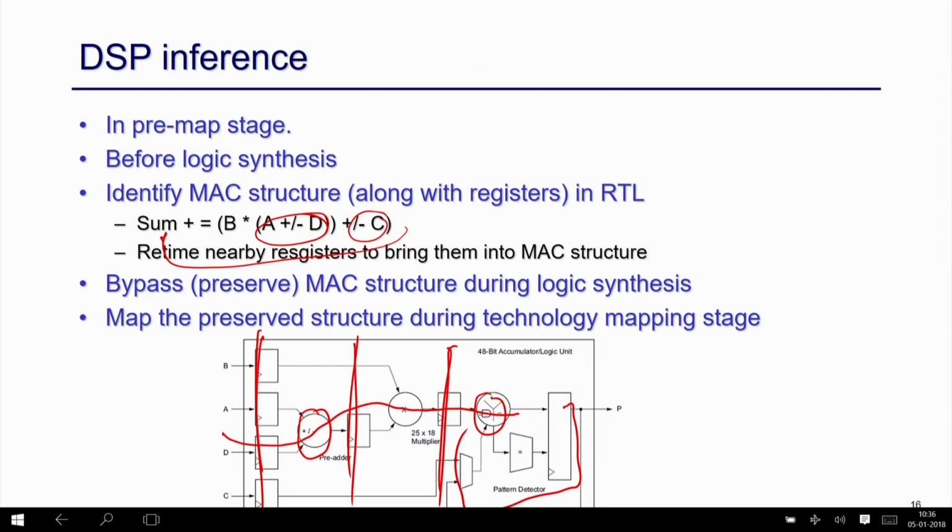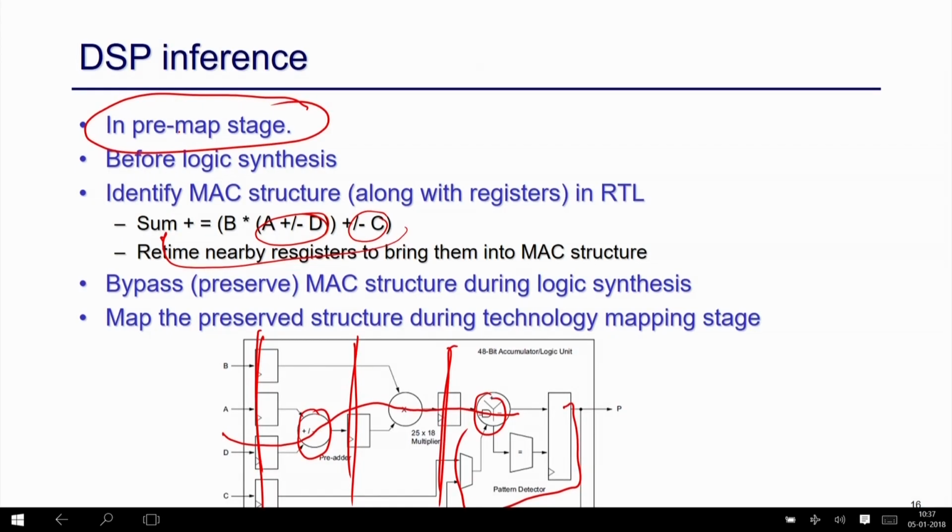Now, the question is how we can do this efficiently. That is something called DSP inference in the FPGA flow. You can understand, once you have done the logic synthesis, everything is represented by gates. In that case it is very difficult to identify which is a multiplier, which is an adder, and something like that.